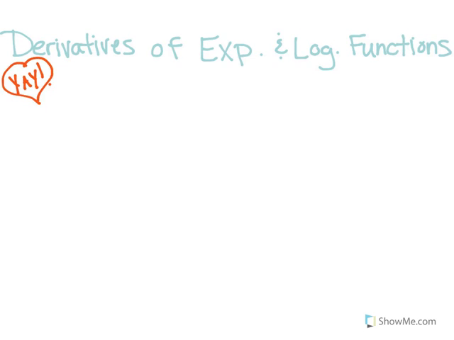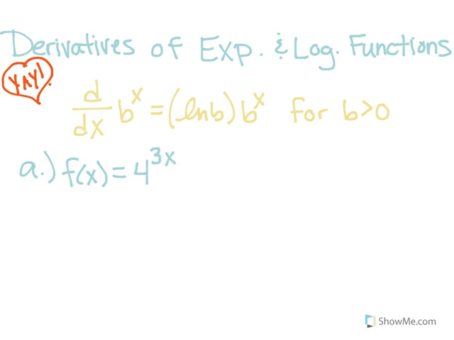In this video, we're going to talk about derivatives of exponential and logarithmic functions. Our first rule is that the derivative of any exponential function, b to the x, is equivalent to ln of b times b to the x. This only works if b is larger than 0. That's the same exact rule for our logarithms too, and we used to do that. So let's take a look at a couple examples and see exactly how to use this.